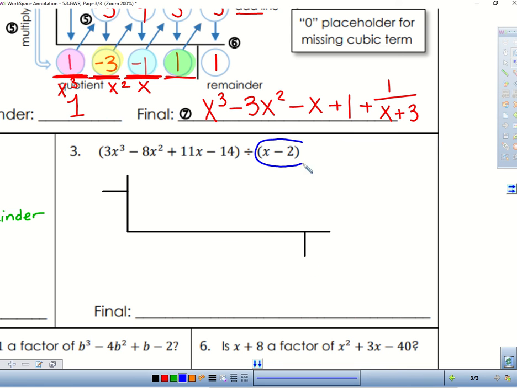So what you're dividing by, you have to flip the sign of. So since it's a -2, it's going to be a positive 2. Good. It's always going to flip when it's in this form, okay? Now we check. Coefficient, coefficient, coefficient, coefficient.